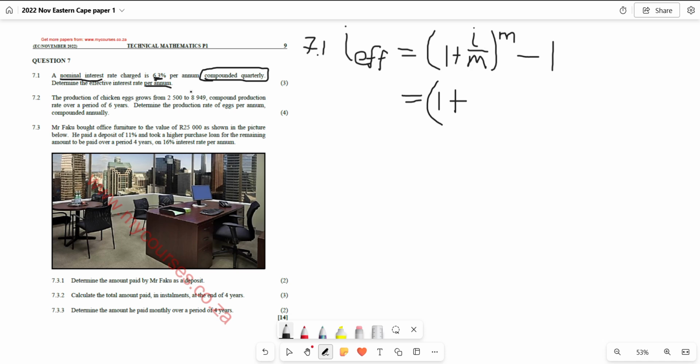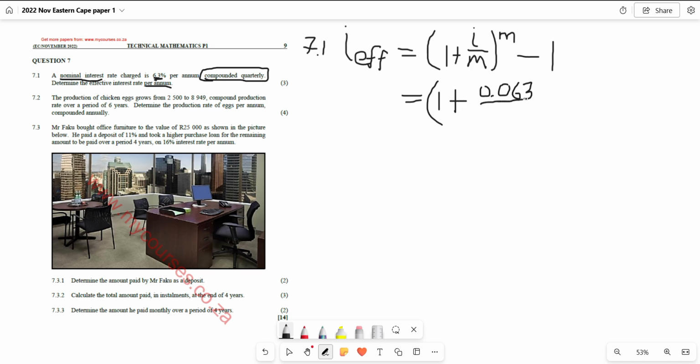I'll repeat. You can't just take 6.3, which is the I nominal, and substitute it into the formula as it is. The first thing you need to do is divide 6.3 by 100% first. After doing that, you are going to substitute the answer into the formula itself. Then 6.3 divided by 100% gives us 0.063.